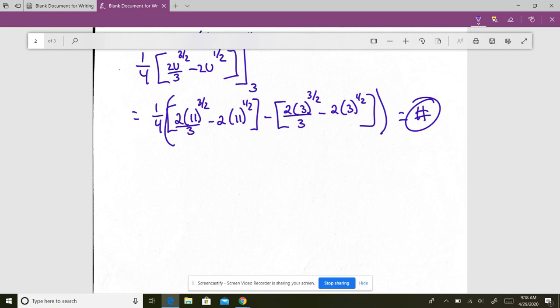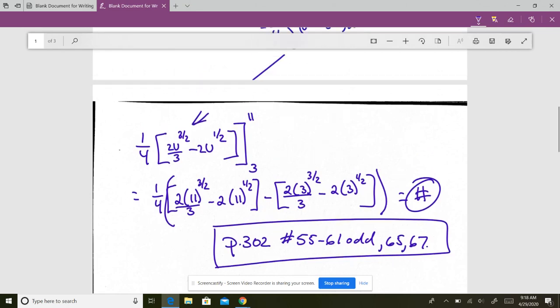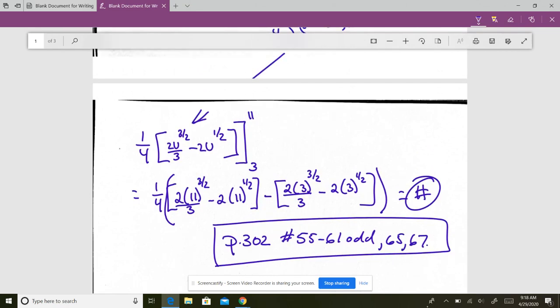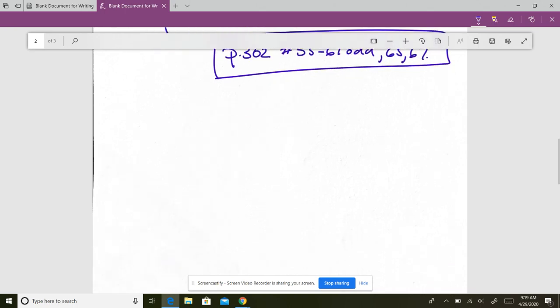So page 302, numbers 55 to 61, odd, and 65 and 67. It's just a continuation of what we did before, except now we have definite integrals and we're changing the upper and lower bounds. Everything else is the same. So take a break, do that, pause the video, and then come back to me when you're ready.